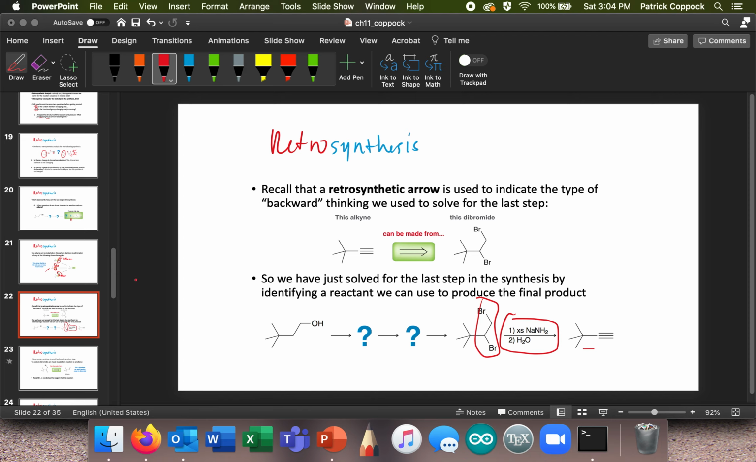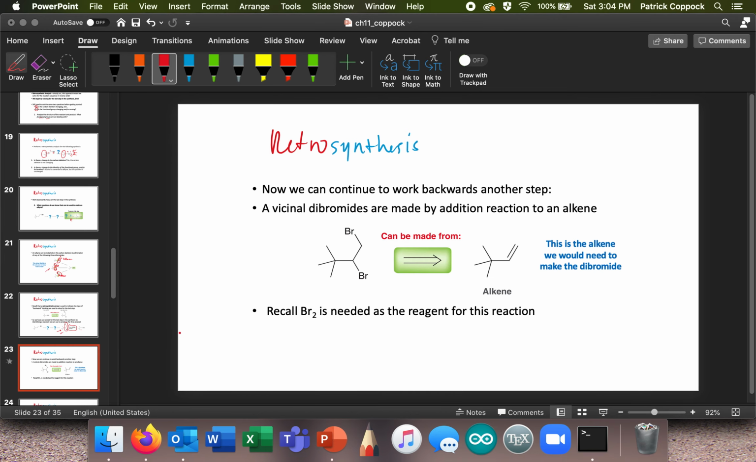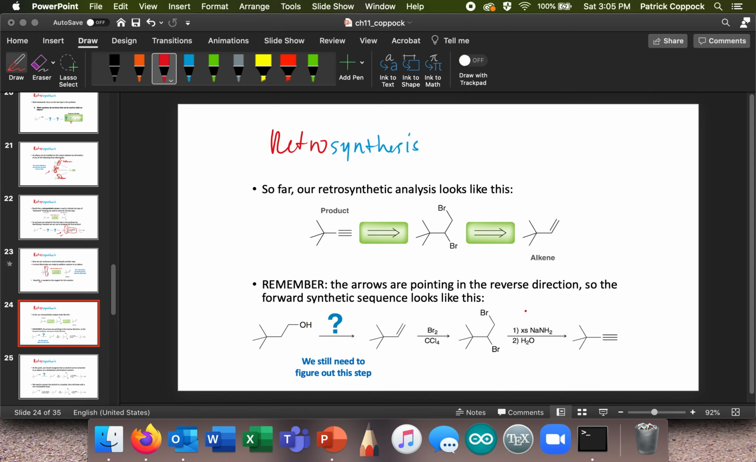And then we're going to say to ourselves, how do we make that? Well, wait a second. This can be made from an alkene, right? So we can step our way back one step at a time. So the vicinal dihalide can be made from an alkene. All we've got to do is have bromine for that, so we write that in there. You see that? So again, starting at the very end, I've already got this step in here. Then I say to myself, I want to make a vicinal dihalide. All it takes is bromine and carbon tetrachloride, right?